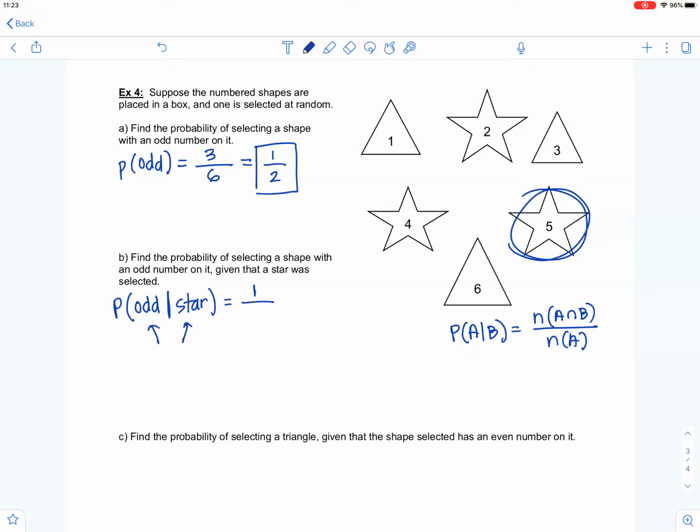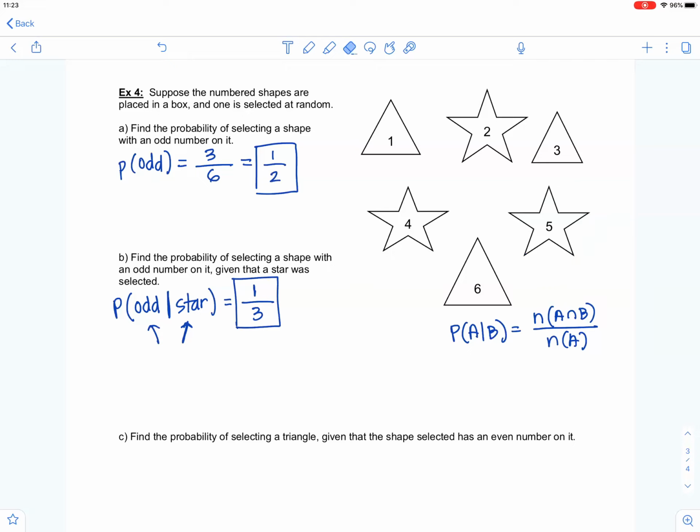Then your denominator is just your number of stars. It's the number of what's given, the number of stars. So there's 3 stars total. So that probability is 1/3.